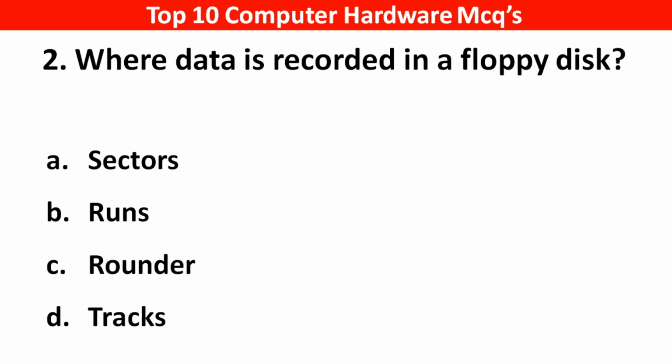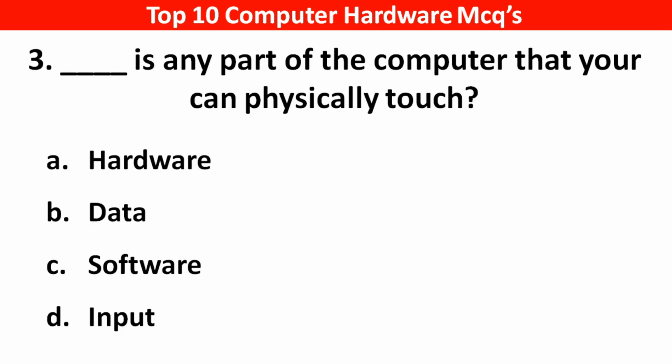Options: A sector, B runs, C rounder, D track. Right answer is option D tracks. Next question, dash dash is any part of the computers that you can physically touch.